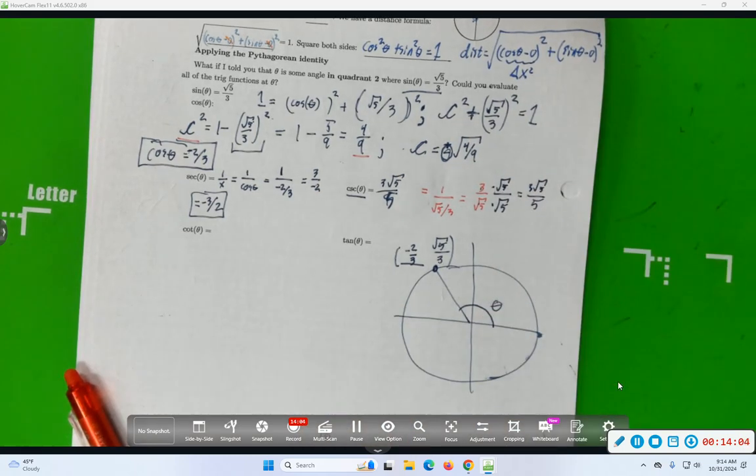Does that feel pretty good? And what do you think? Is this also enough information to find tangent and cotangent? Right, tangent is y over x, you know y, you know x. Cotangent is x over y, you know x, you know y.